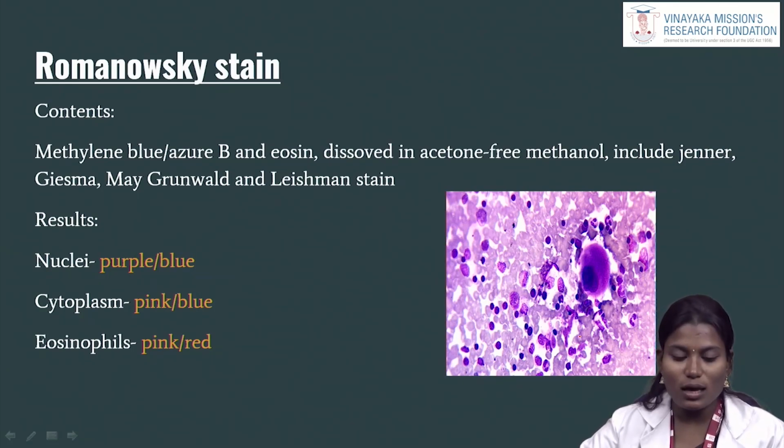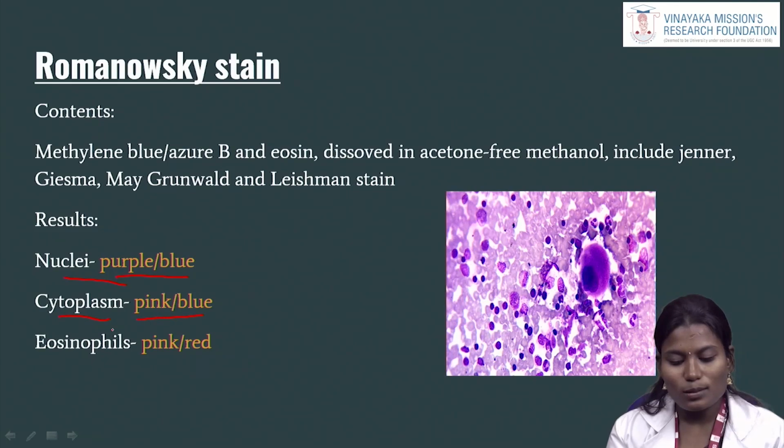There are 5 types. In that, we use these stains to find the abnormal cells in the FNAC samples. In the final result, we see the nuclei in blue or purple, the cytoplasm in pink or blue, and eosinophils in pink or red. In that, the purple color is the nucleus of the cells.